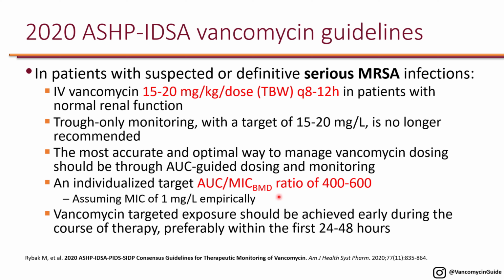And this is empirical, since it takes some time for MICs to come back, so empirically we just assume an MIC of 1, because for the most part, more than 90% of MICs in the United States are either 1 or less. So it's unlikely to have an MIC higher than 2. And of course, if we get an MIC of 2, we will not be able to achieve these targets using the traditional dosing of 15 to 20 milligram.